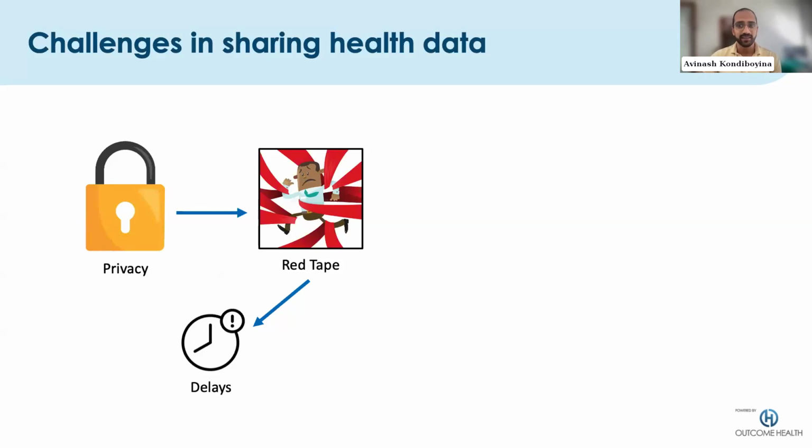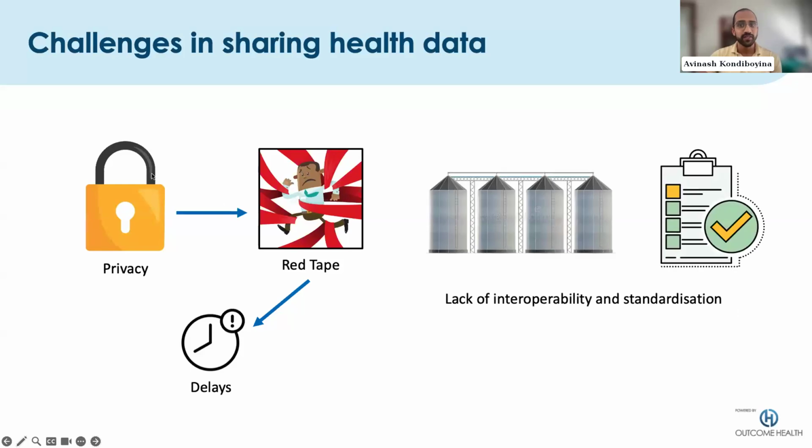It could take up to a year in some cases from the time of submitting an ethics application to finally getting their hands on the data. This ultimately delays advances in much needed research. So even if researchers do get access to the data, they're faced with even more challenges.